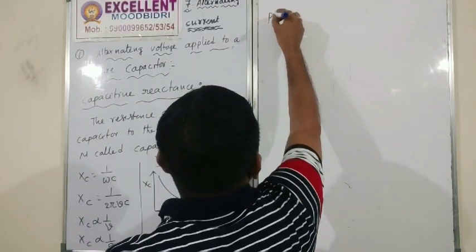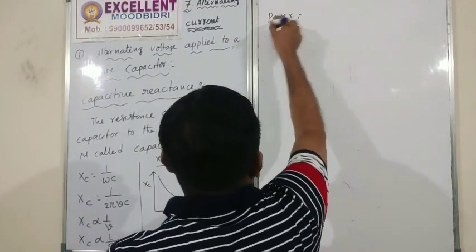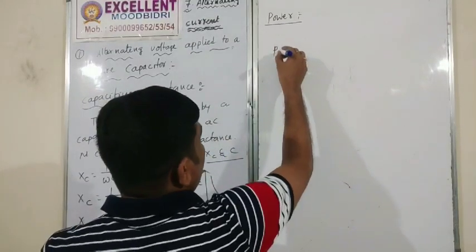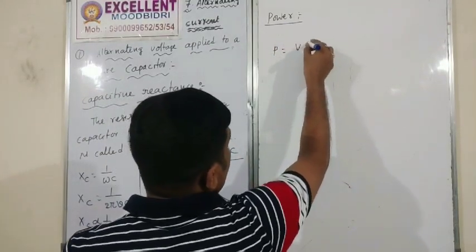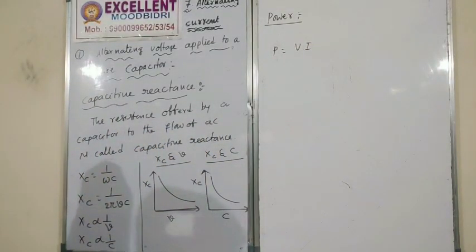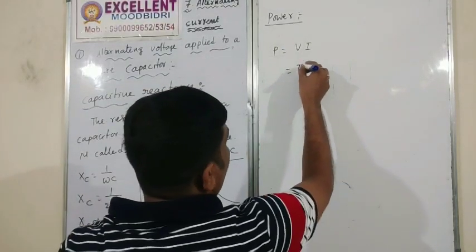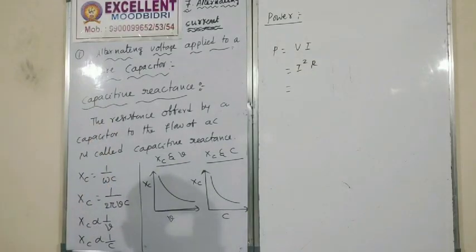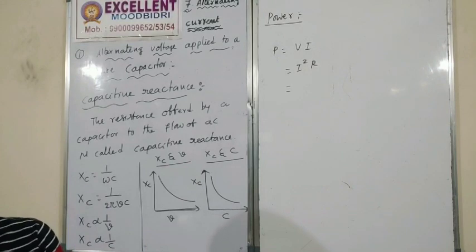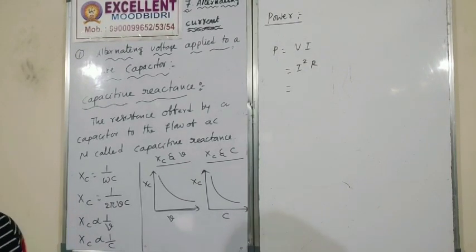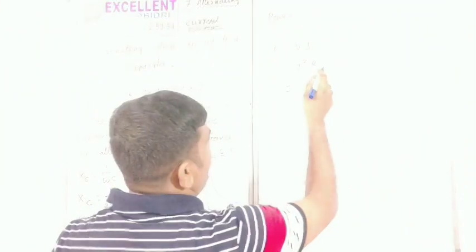So next is power. What is the power formula? Power P is equal to V into I. Yes or no? V is equal to what? I square into R only. What is the I value? The I value I just gave, right? What is I? So I have given I is equal to, right?